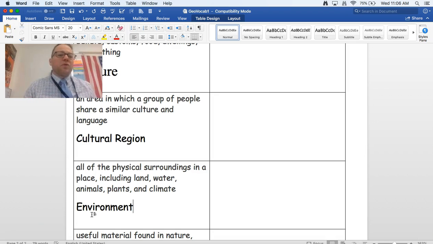This is not that difficult. We just got to stop and think about it. What are some examples? Don't just say the environment of our area is nice. Why is it nice? Okay, come up with those examples.